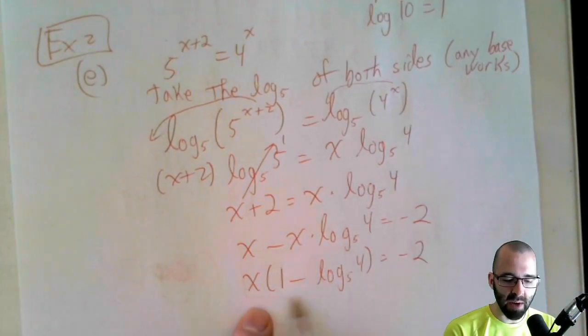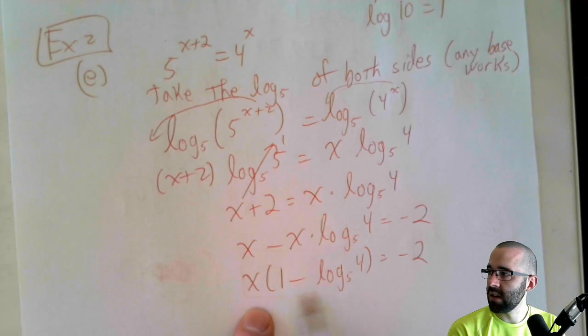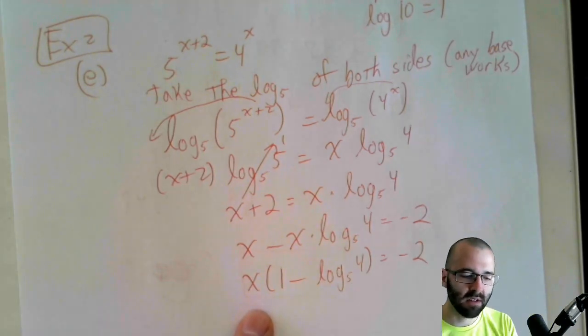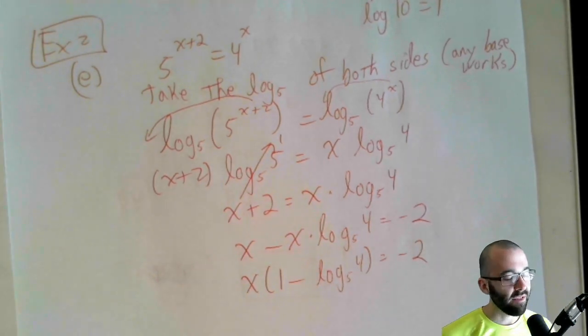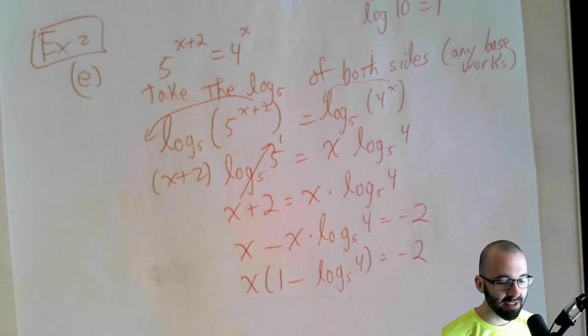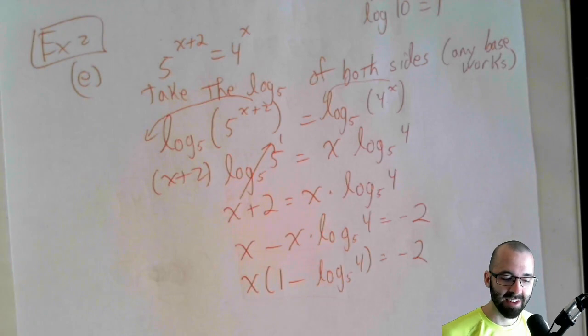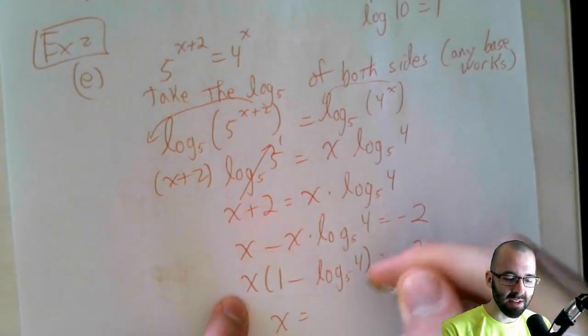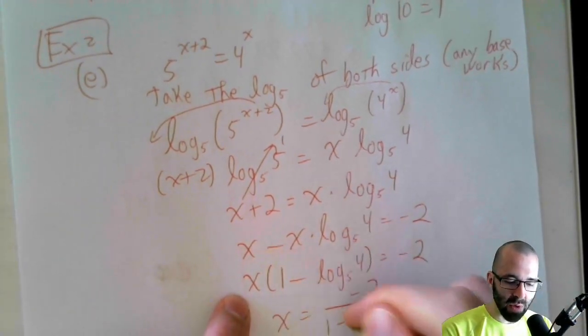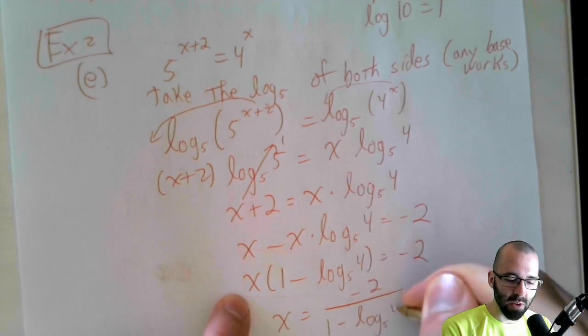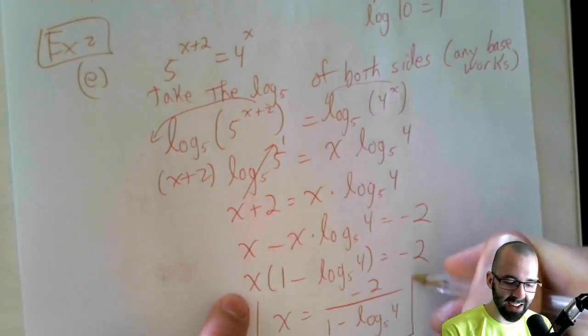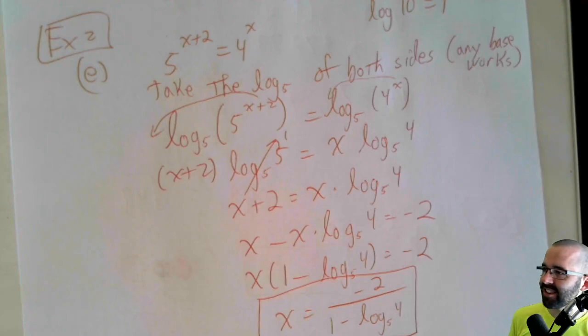And now we can divide by this coefficient and get to our answer. So it's not the most beautiful answer. You may be a little disappointed that this is your answer. But our answer is x equals -2 divided by 1 minus log base 5 of 4. Whoa! What an answer!